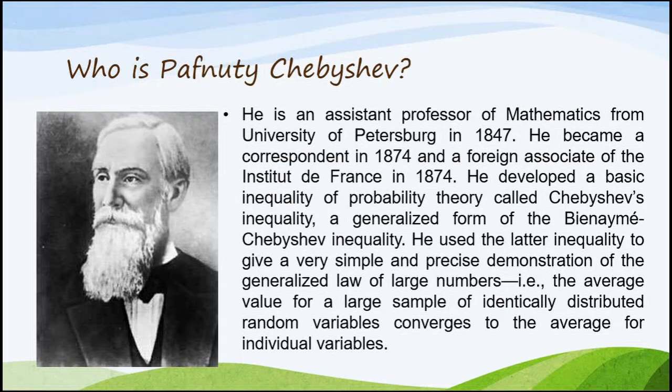He used the latter inequality to give a very simple and precise demonstration of the generalized law of large numbers: the average value for a large sample of identically distributed random variables converges to the average for individual variables.